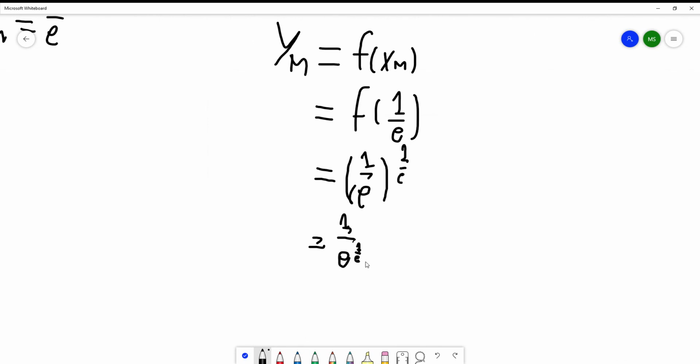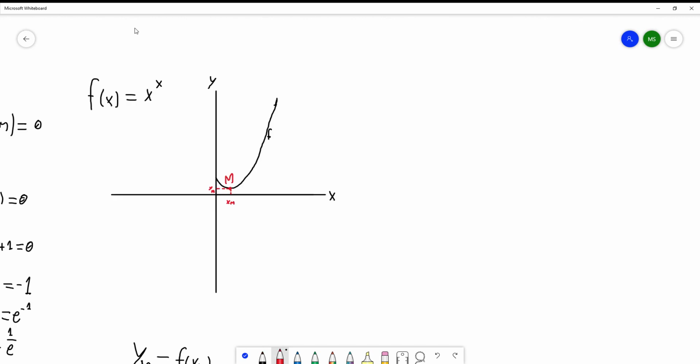Now, if we have this, we can also write this as a root with e. So that's 1 divided by the e root of e. And in the end, we get that m is 1 divided by e, 1 divided by e root of e. And that's point m.